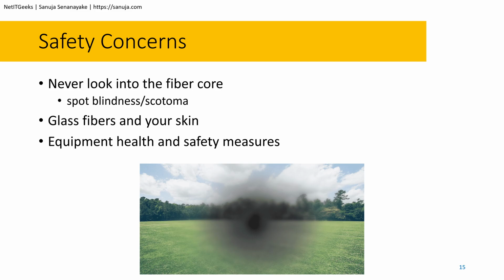You also need to read your equipment health and safety measures, which typically come with the equipment itself. So if you buy equipment that is used in fiber optic cabling, read the manual, read the safety standard. If you have company mandated specialized safety training, pay attention to those safety trainings. Make sure that you go through them thoroughly before you go into the field.